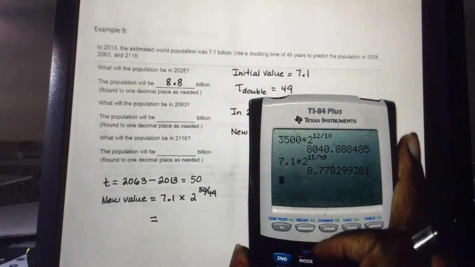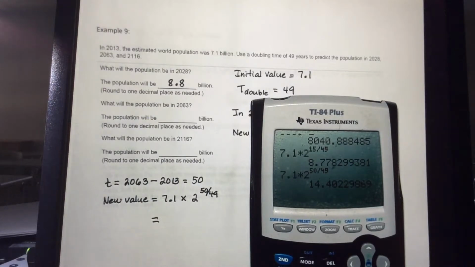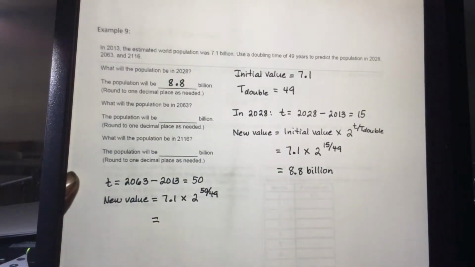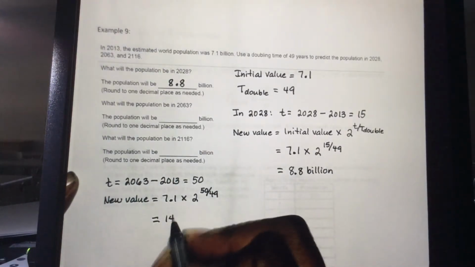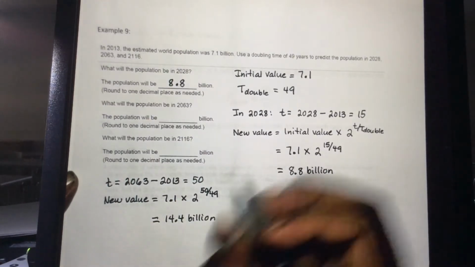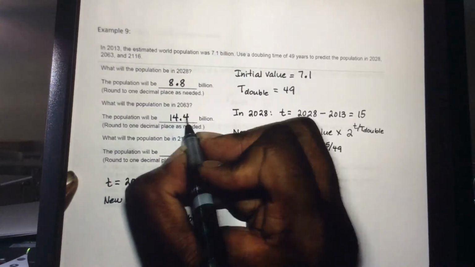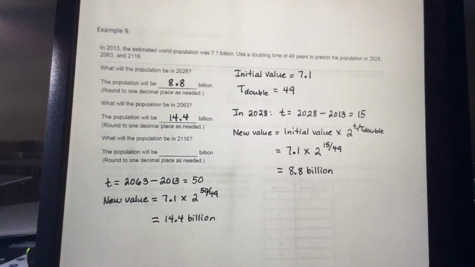So here we're going to do 7.1 times 2 raised to the 50 divided by 49. Then hit enter. To 1 decimal place, that would be approximately 14.4 billion. So the population in 2063 will be 14.4 billion.